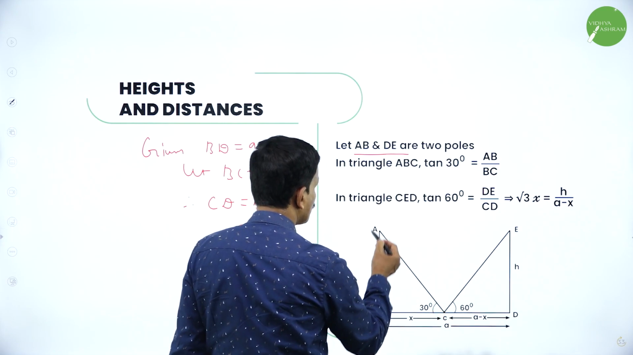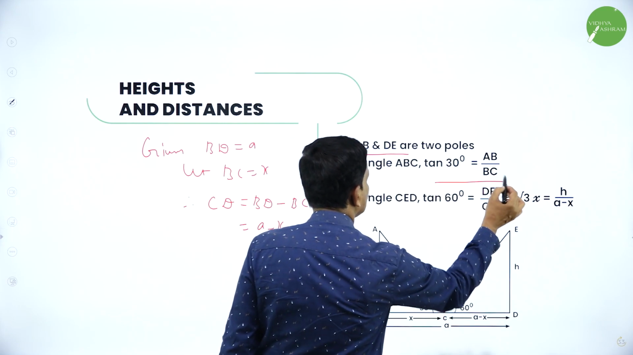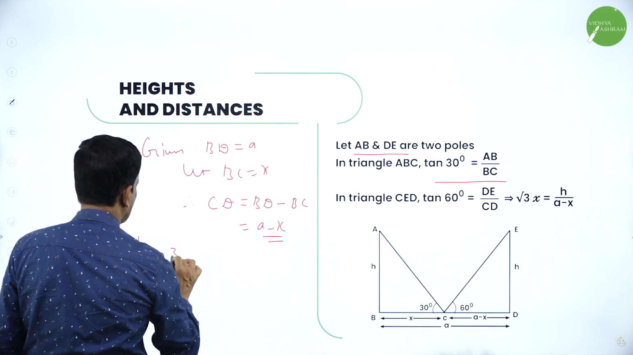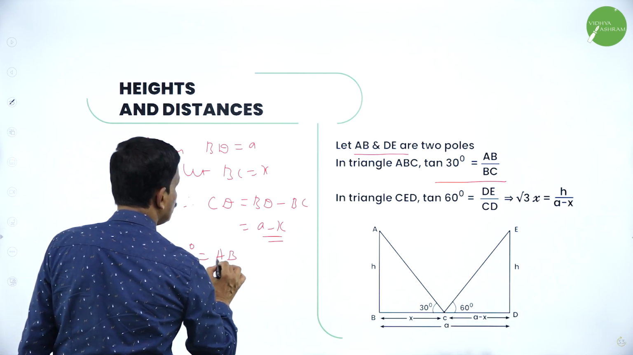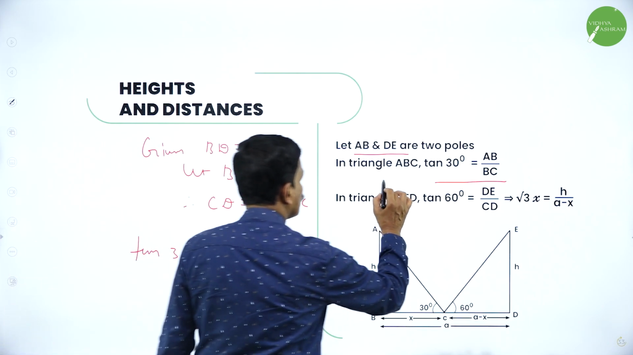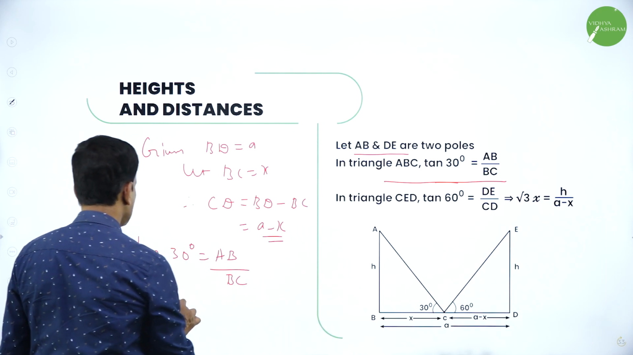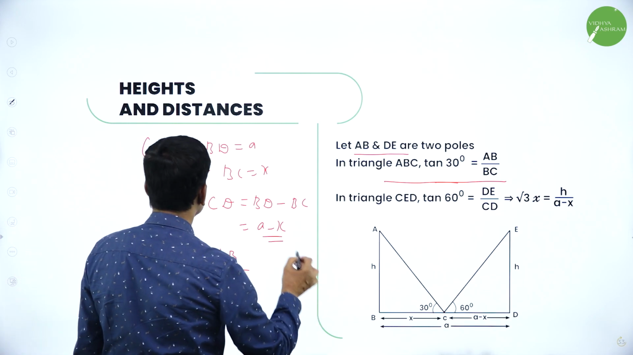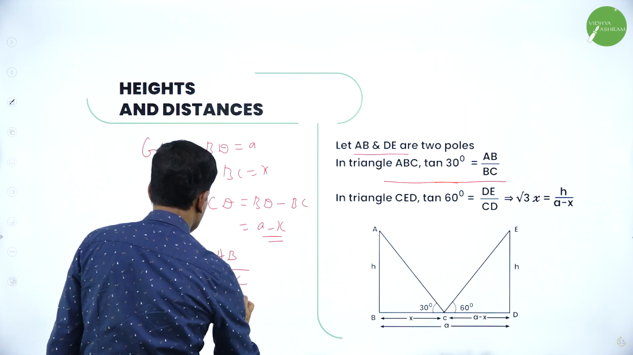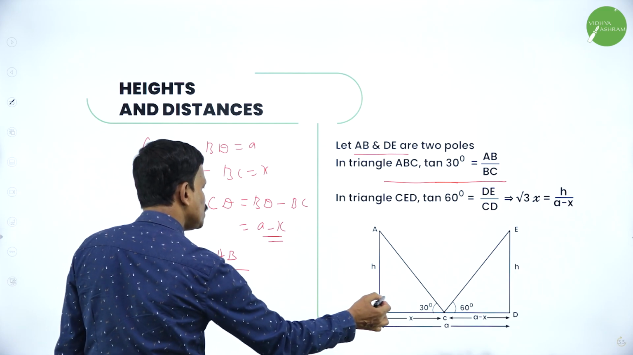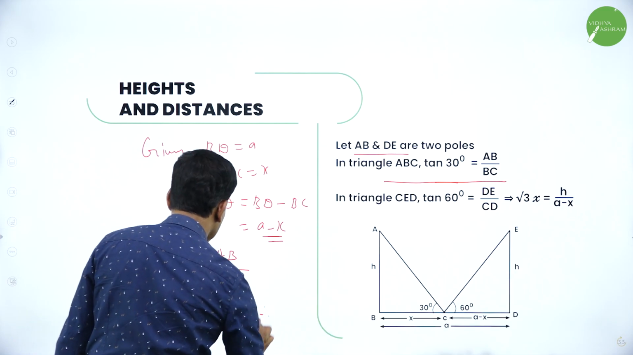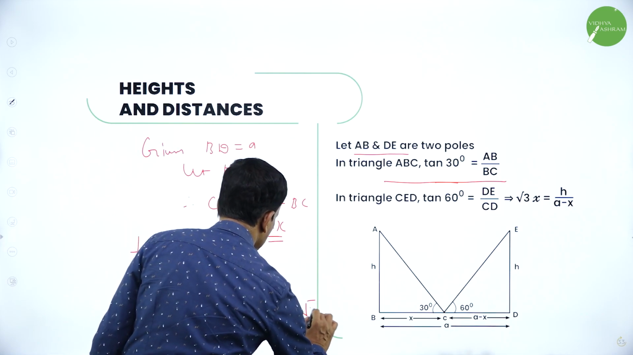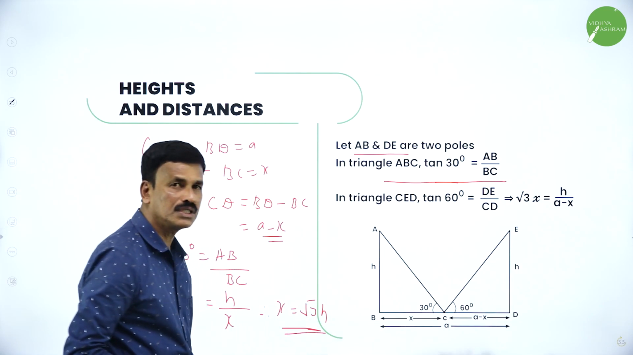So from triangle ABC, tan 30 is equal to AB divided by BC. What is tan 30? Tan 30 is equal to 1 by root 3, which equals AB over BC. So here AB is equal to H and BC is equal to X. Cross multiply this. So what we will get? X into 1 is X, which is equal to root 3 times H. X is equal to root 3 H.